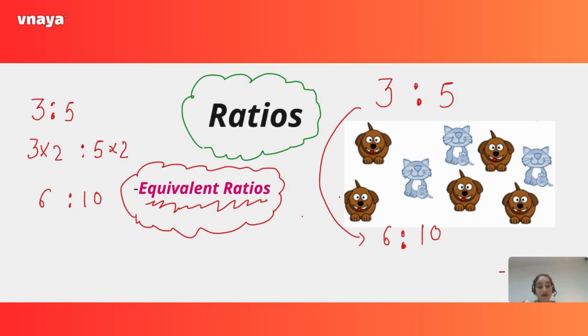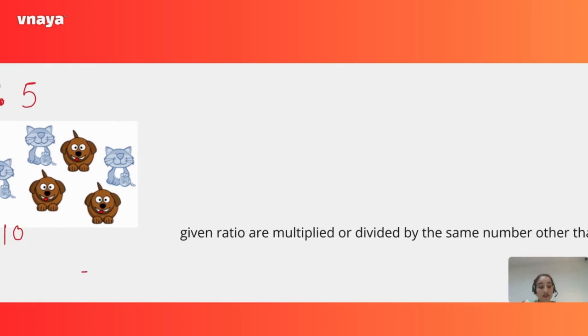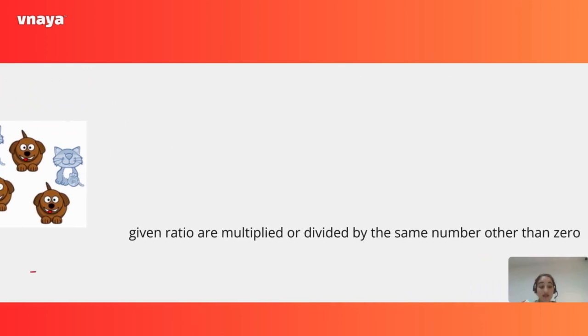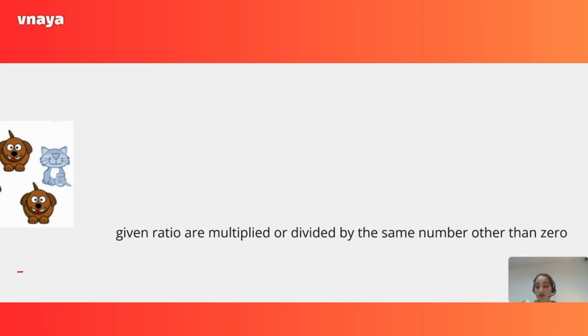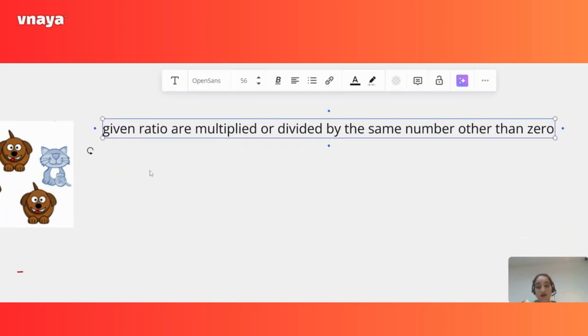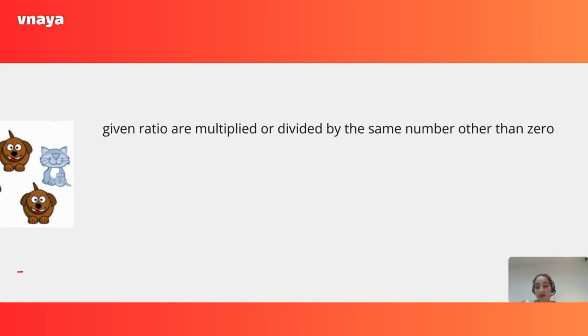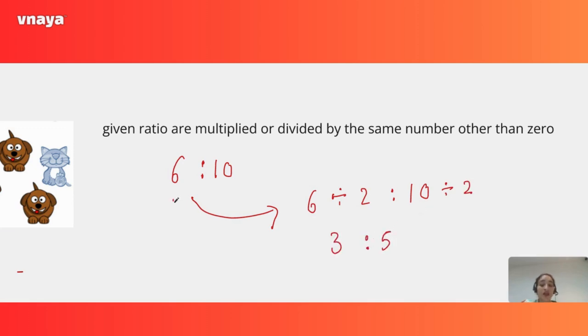Moreover, there is also another way to get the equivalent ratio, and that's a division. I can also do the reverse thing. So, if I'm having 6 ratio 10, I can divide both the terms of the ratio with the 2. Then I will get 3 ratio 5. It means 6 ratio 10 is equivalent to 3 ratio 5.